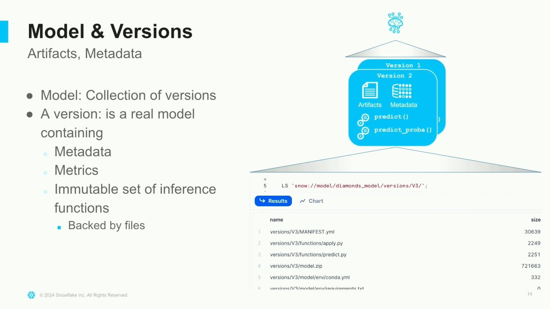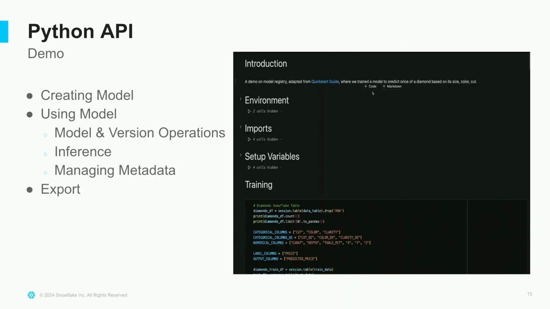This is backed by files, so you can list all the files, you can download all the files. We support all the stage APIs to get your files back, and we have invented a new URL protocol, snow URL, to show or retrieve your files from a model. Okay, so this is now demo time. Let's see our Python API in action.